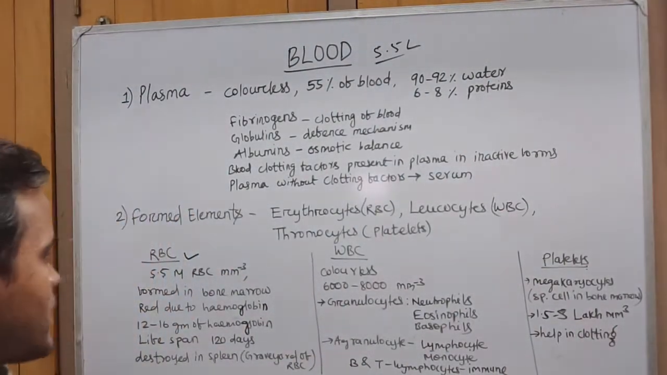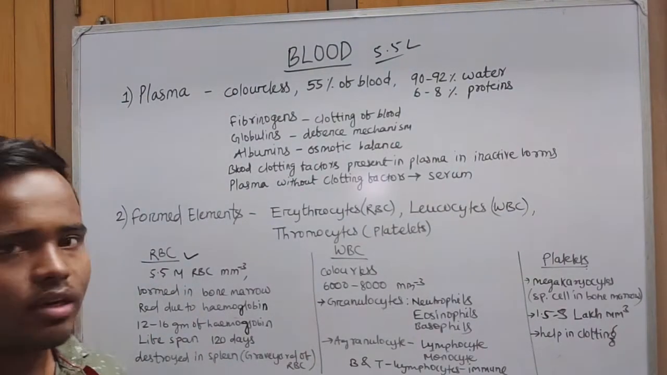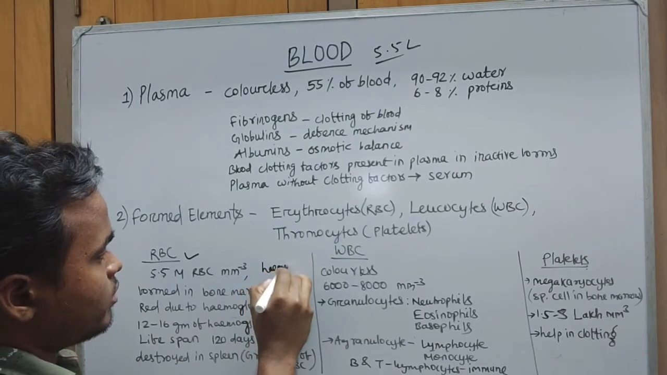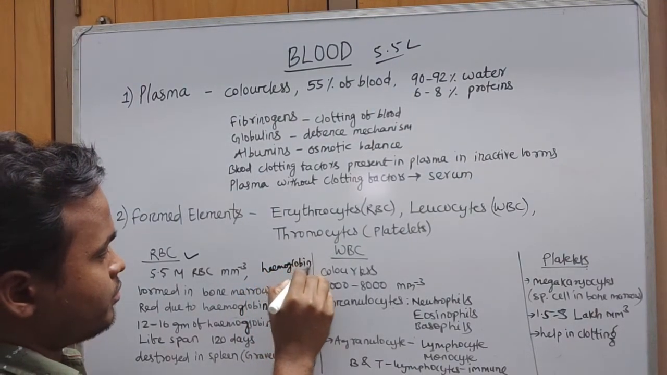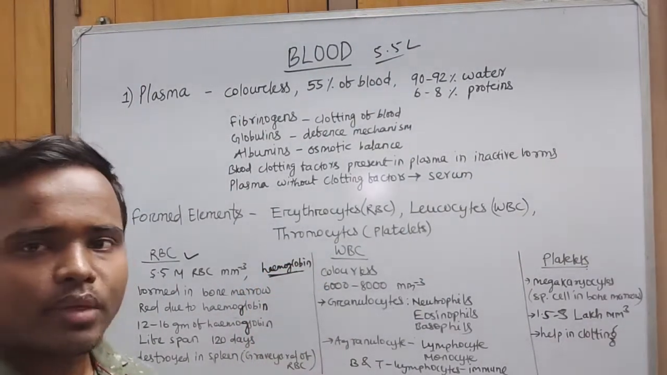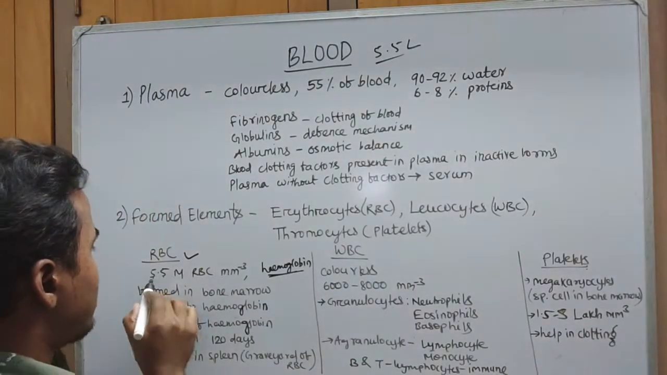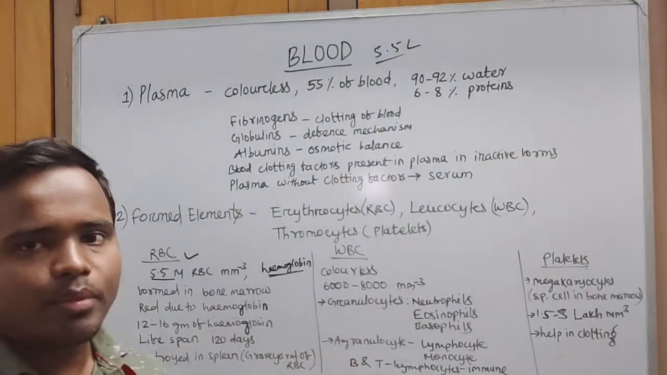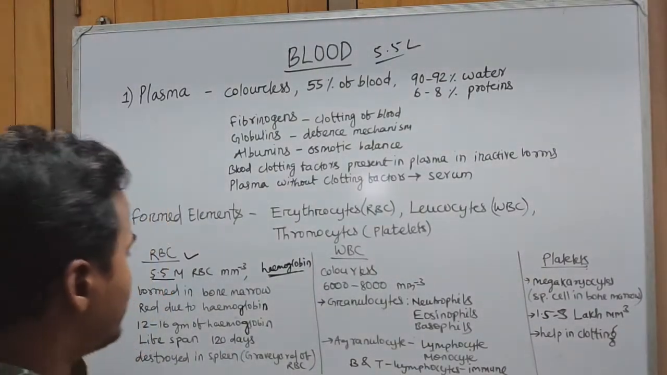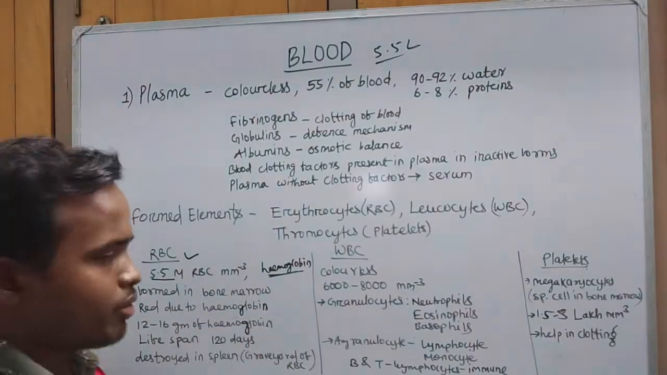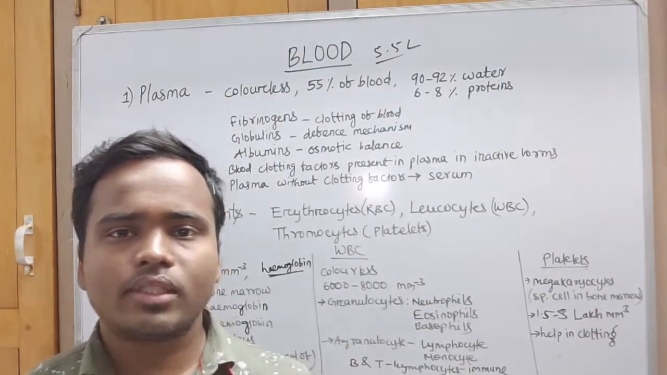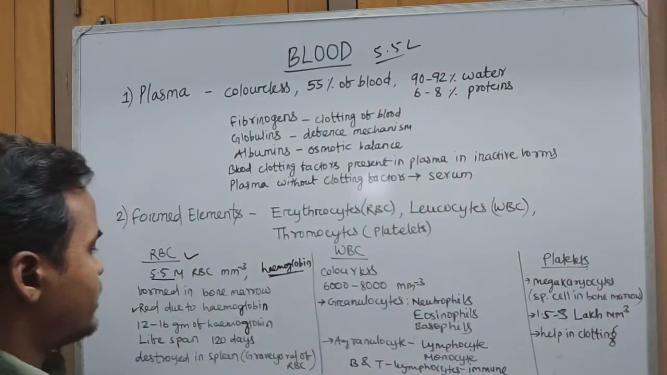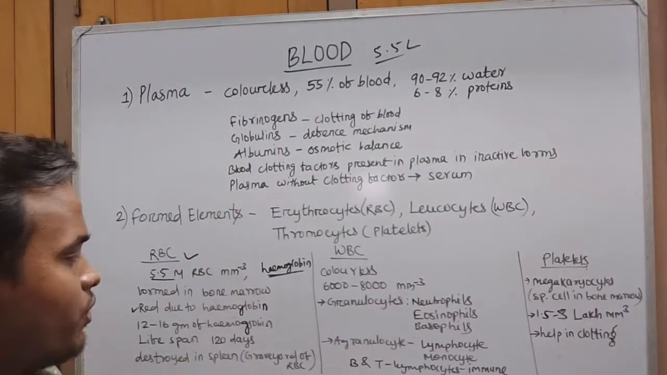देखो, what is RBC? RBC is red color due to presence of hemoglobin. And the volume of the RBC in total blood is 5.5 million mmq. Okay, 5.5 million, that means 5,50,000. And it is formed in the bone marrow. Inside the bone marrow, RBCs are formed or created, and it is red, that is presence of hemoglobin.